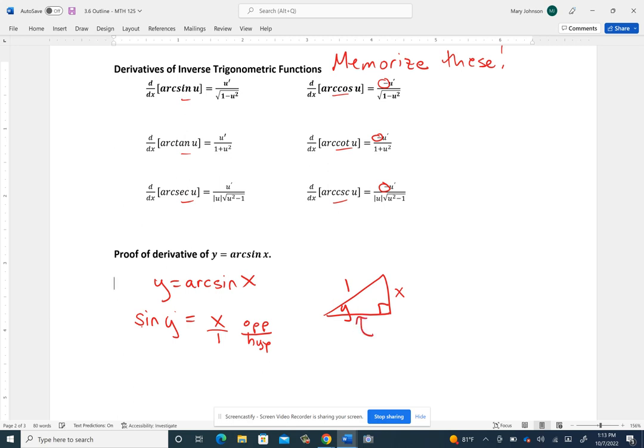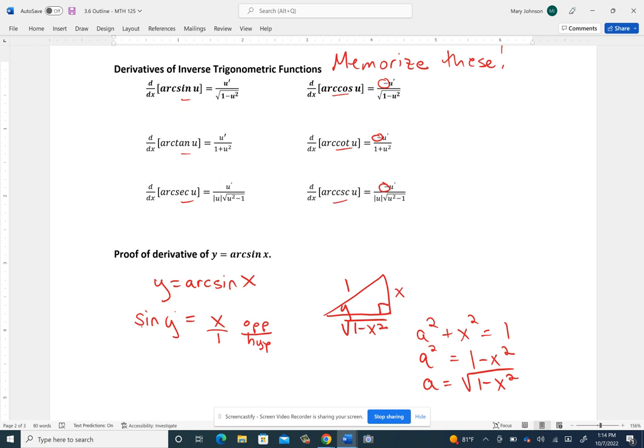Well, then I could figure this out using the Pythagorean theorem, right? Because I know that whatever that is, squared, so let me call it a. I know that a squared plus x squared would have to equal 1. So a squared would equal 1 minus x squared. And if I square root both sides, I get the square root of 1 minus x squared. So think about that. This side right here now, I know it is the square root of 1 minus x squared.